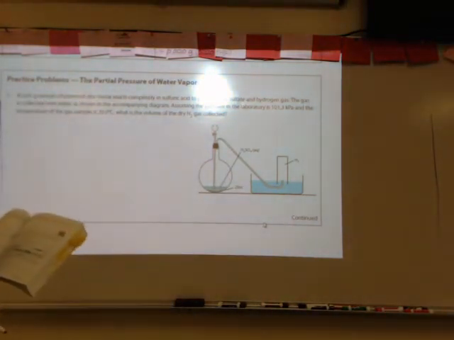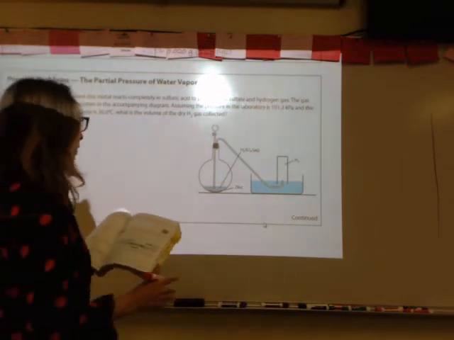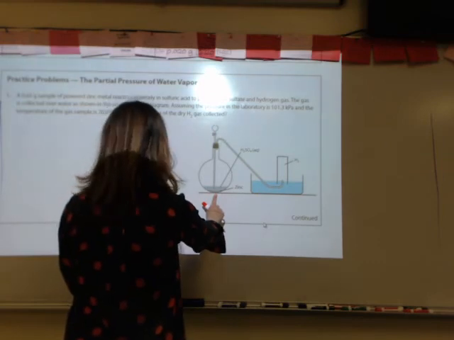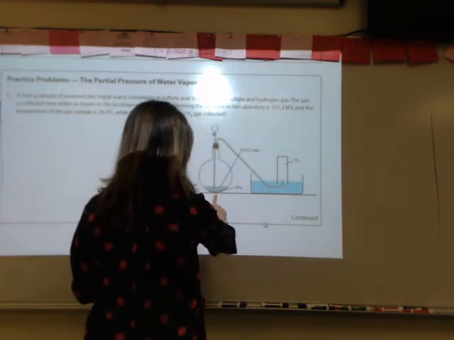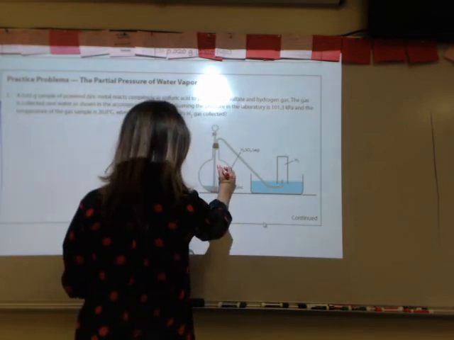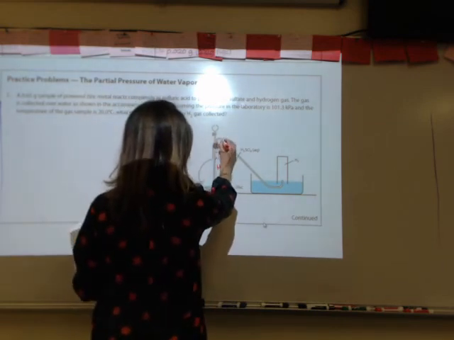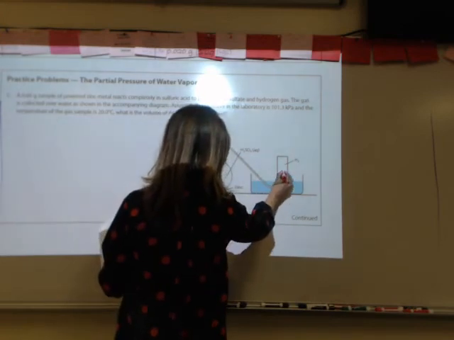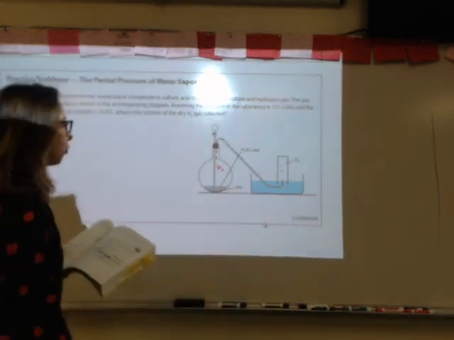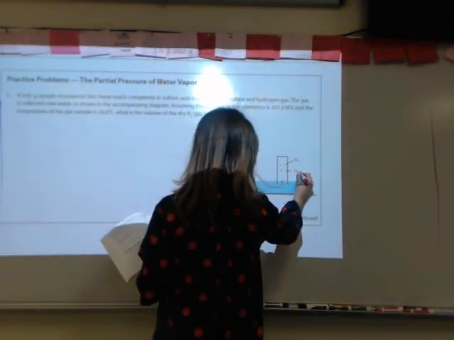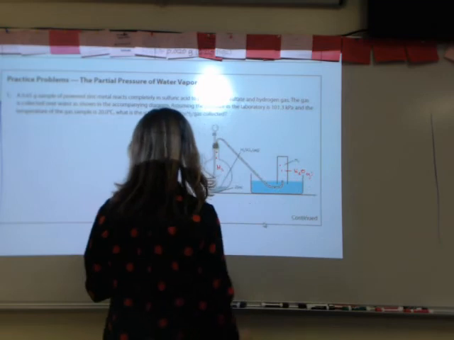Here we've got 0.65 grams of powdered zinc in this flask reacting with sulfuric acid to produce hydrogen gas. And the hydrogen gas is coming up here through this tube, and then it's traveling under the water and bubbling up and being collected over water, which means you will have hydrogen gas plus you will have water vapor mixed in with it.